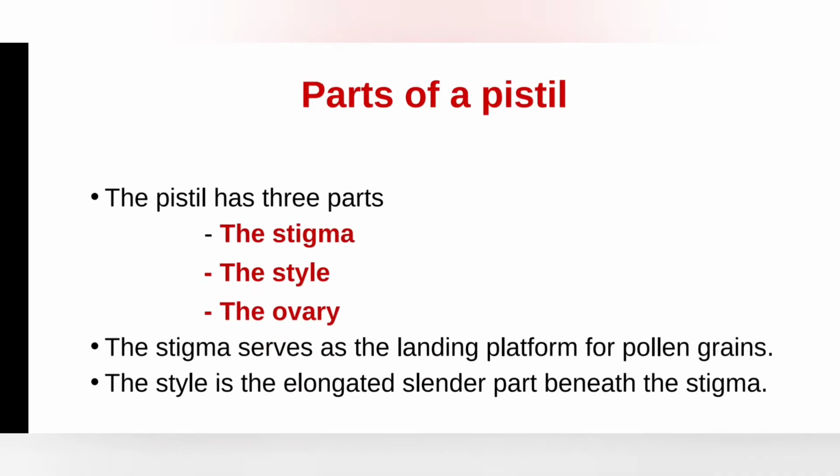Now, parts of a pistil. The pistil has three parts: the stigma, the style, and the ovary. The stigma serves as the landing platform for pollen grains. When pollen grains from the male reproductive part come, they land on the stigma only. Then what about the style? The style is the elongated, slender part beneath the stigma. That's what we have seen in the diagram.